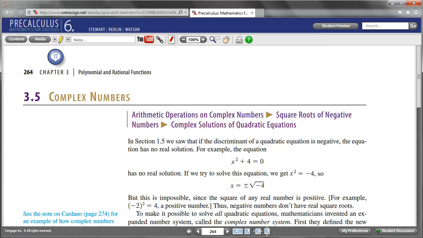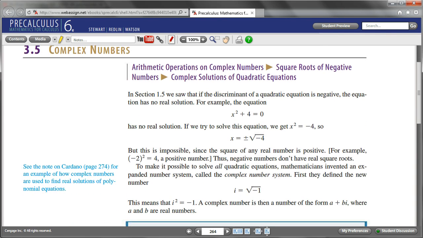Positive times positive is of course positive. Negative times negative is also positive. So we can't get a negative number by squaring a number, multiplying the same thing twice. The lowest I can get is 0 because 0 times 0 is 0. So if it is necessary to get x squared is a negative number, then what do we do? Well, we have to go outside the real number system, and this is how you do it.